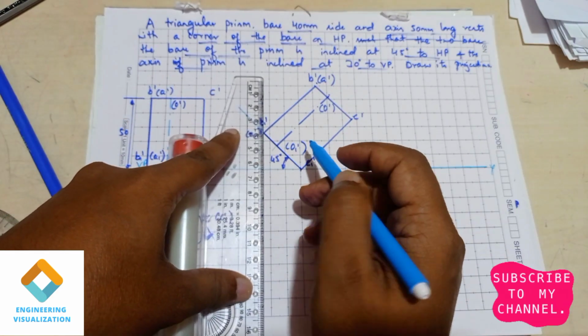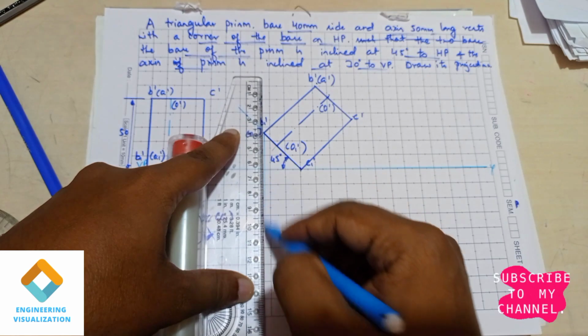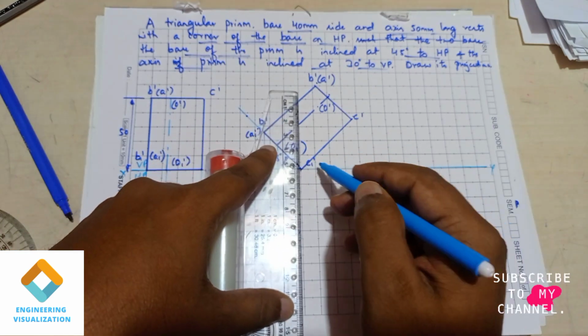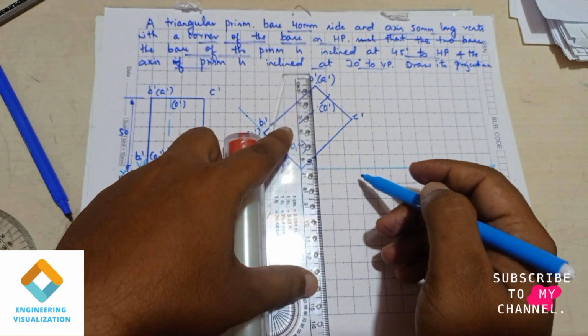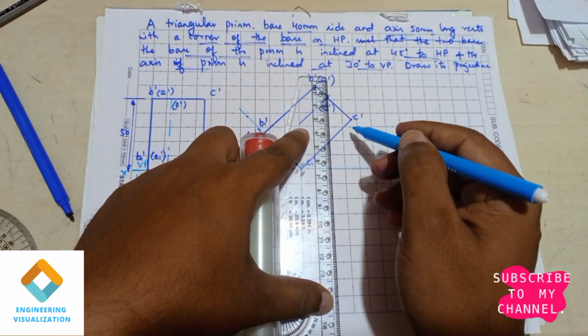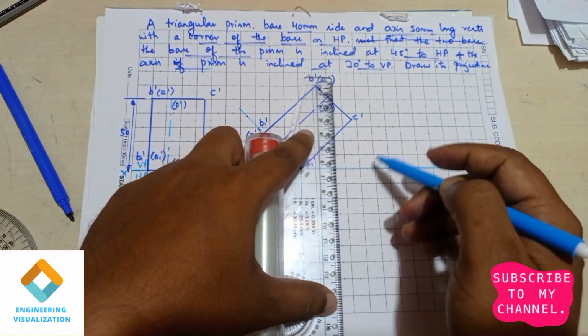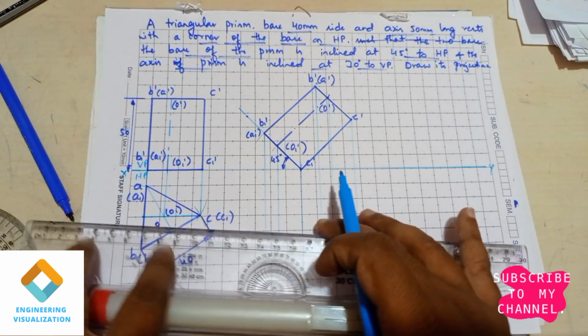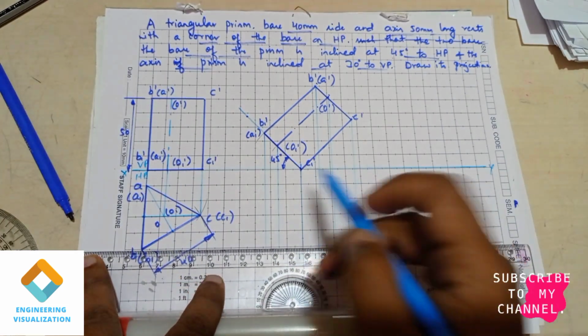To draw the second position top view, guys, for demonstration purposes I'm using the sketch pen. When you're doing it in your sketchbook sheets, please use a pencil. I'm using the sketch pen so that you are able to see the video clearly.